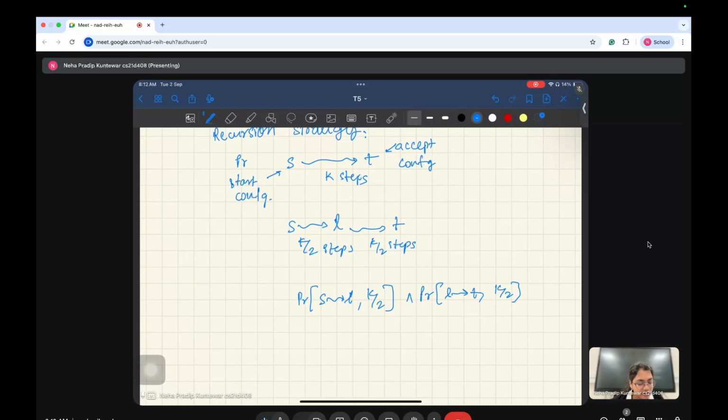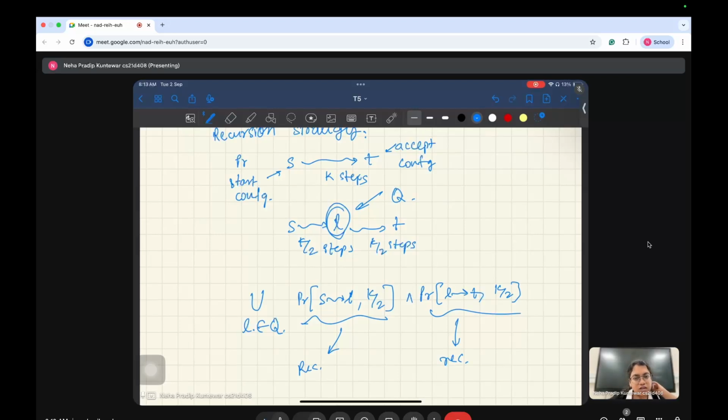Okay, and we're going to do a union. We don't really know what this L is. L could be any of the Q states, so we're going to do a union over all of these. Then the idea is that we're recursively going to use the same thing. Find out this by the recursive strategy, find out this by the recursive strategy, and calculate this probability. If the probability eventually is greater than 2/3, then we will say accept, otherwise we'll say reject.